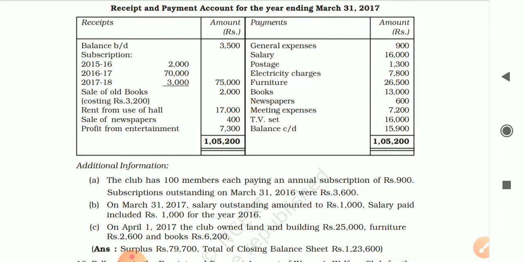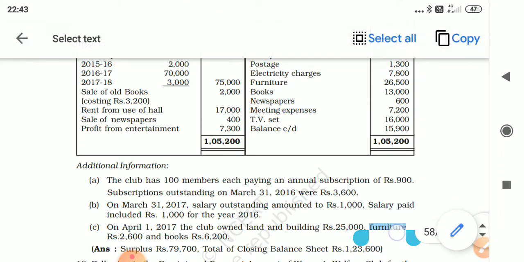Then you have postage, it's an expense. Electricity expense, furniture. So you have opening balance. So you should know the treatment. Books also you should know the treatment. These are assets. Opening balance will appear in opening balance sheet. Opening plus purchase minus sales will appear in the closing balance sheet asset side. Books also the same treatment. It's an asset. Newspaper and meeting expenses, expenditure. TV set is an asset.